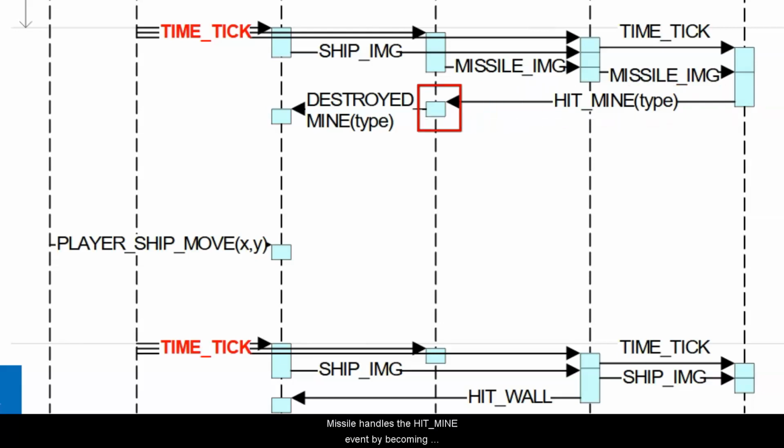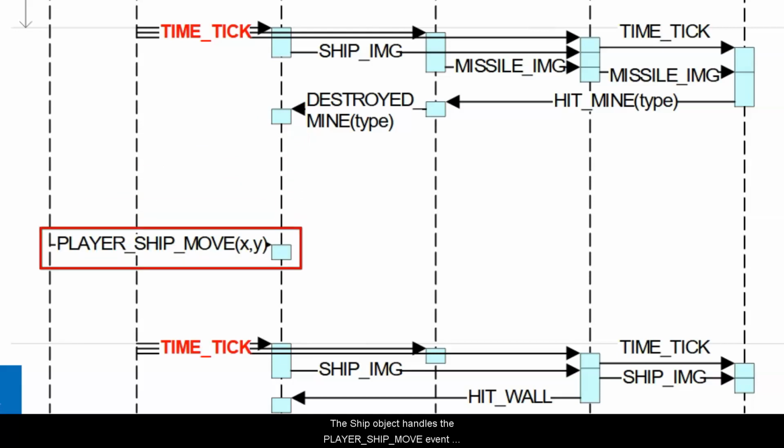Missile handles the hit mine event by becoming immediately ready to launch again and lets the mine do the exploding. Because ship is responsible for scorekeeping, the missile also generates the destroyed mine event to the ship to report the score for destroying the mine. Upon reception of the destroyed mine event, the ship increments the score by the value received from the missile.